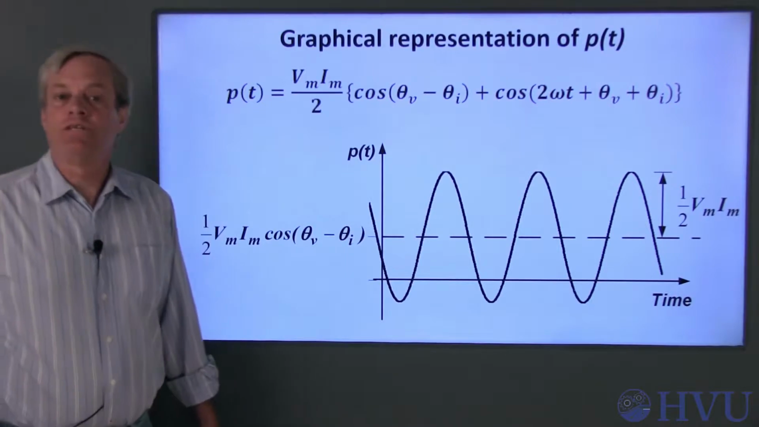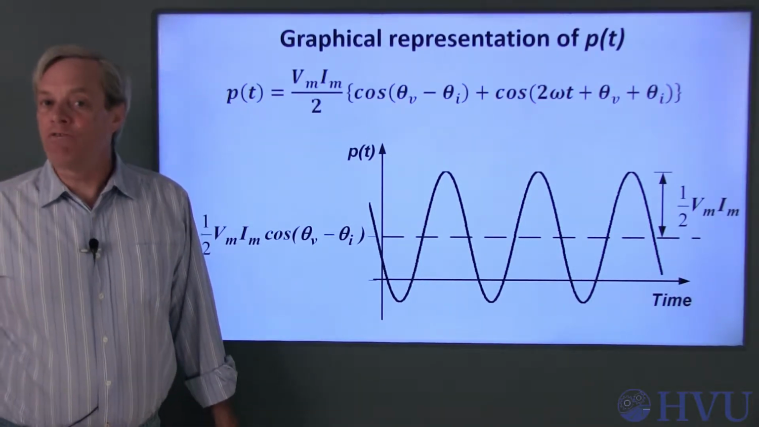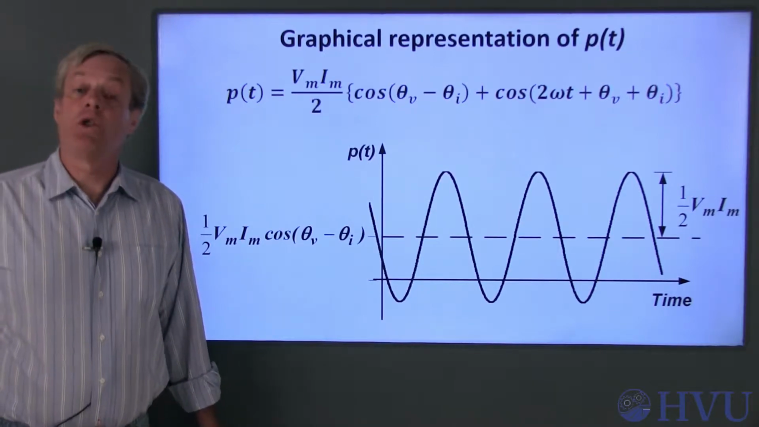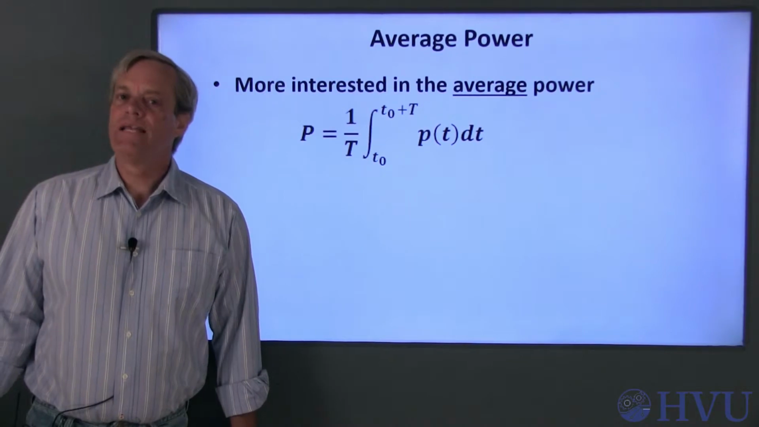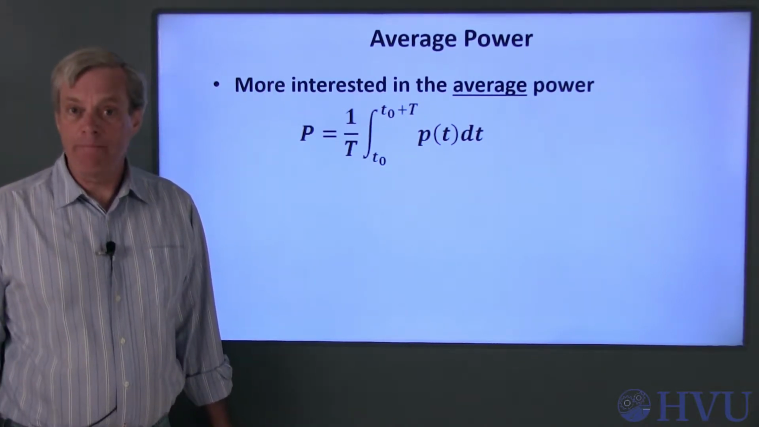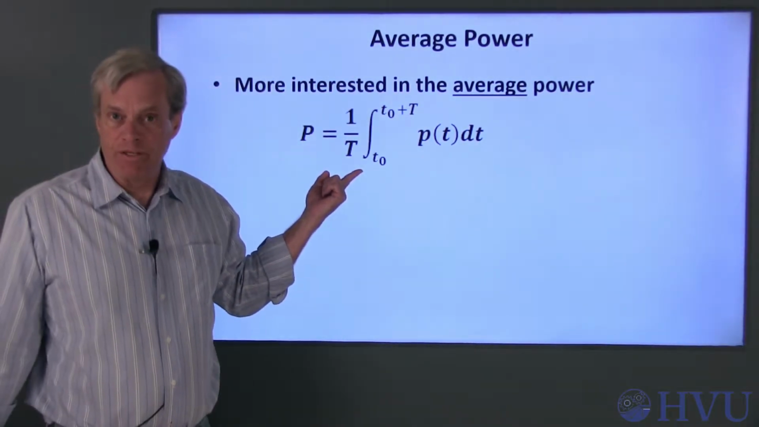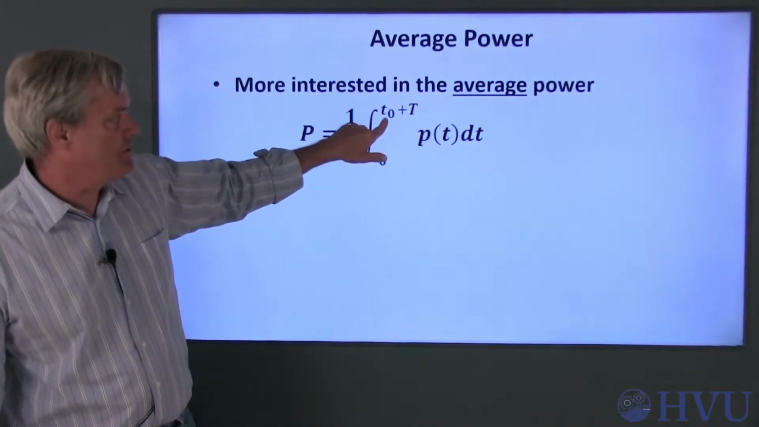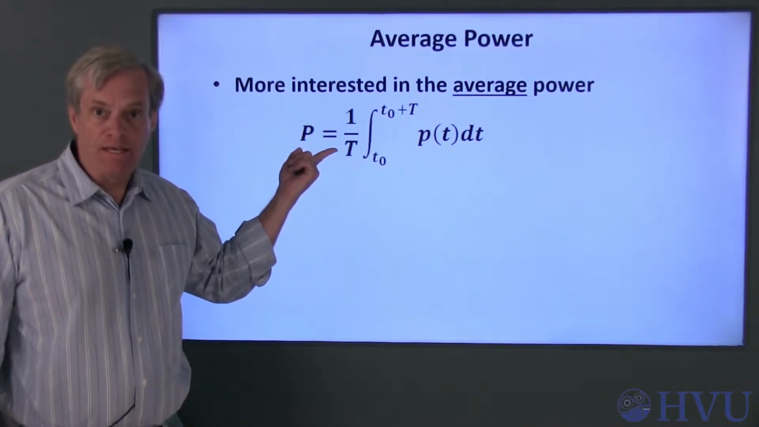Instantaneous power is not really useful from a practical standpoint. What's important is the average power being delivered over the course of a long period of time. By definition, the average of a time-varying signal over some time period is the integral of the signal over the time period of interest, say from time t0 to t0 plus capital T, divided by capital T.